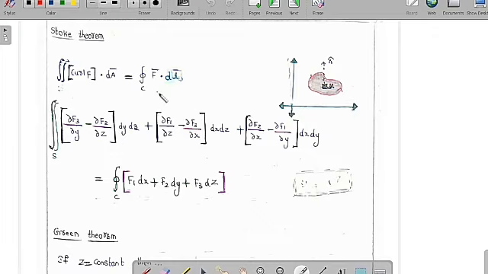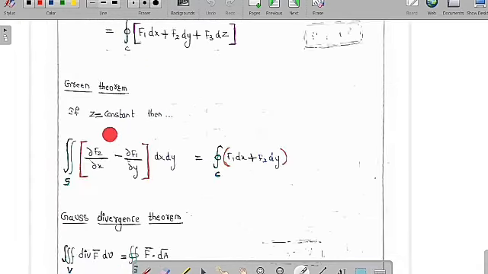If you take F bar, F bar is nothing but F1 x cap plus F2 y cap plus F3 z cap, and dl bar is nothing but dx x cap plus dy y cap plus dz z cap. So if you do the dot product, we get F1 dx plus F2 dy plus F3 dz. And similarly, if you do the curl of vector F bar and take the dot product with dA bar, where dA bar is dy dz x cap, dx dz y cap plus dx dy z cap, finally we get this relation.